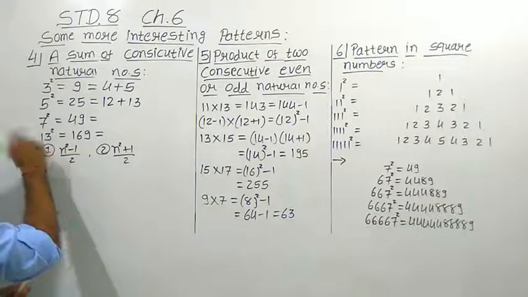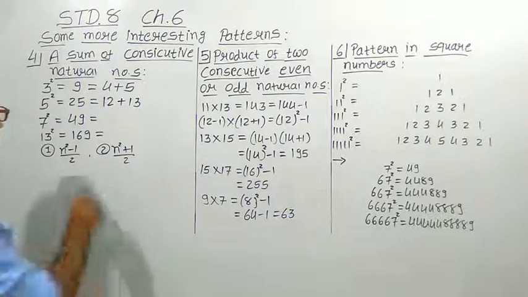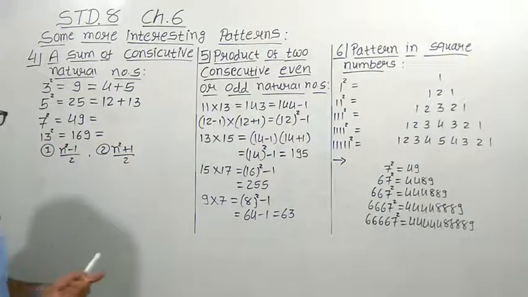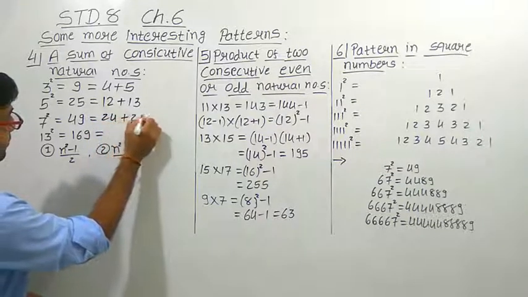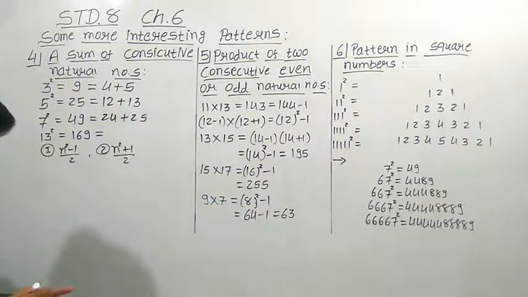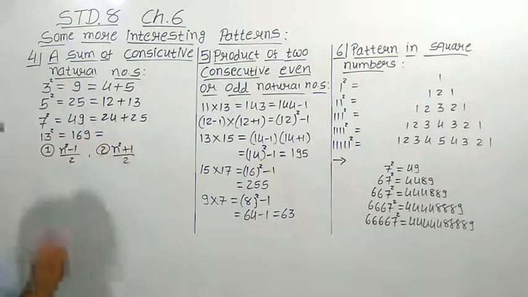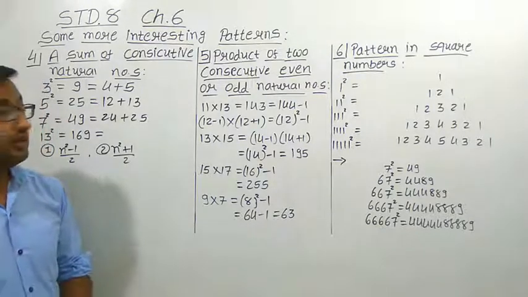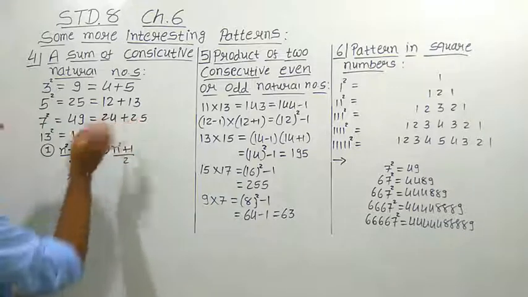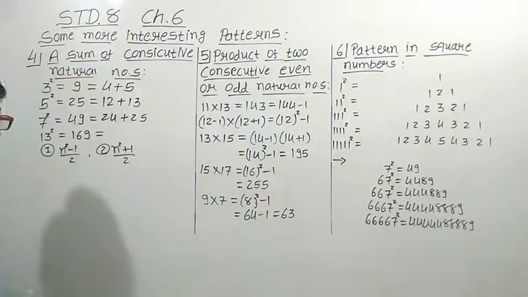In the same way, 7 squared is 49. Think which two consecutive numbers, if we add, give 49? If we add 24 and 25, the addition of these two consecutive numbers is 49, and it is the square of 7. So how can we know which two numbers, if we add, give the perfect square number? Let us take one more example.